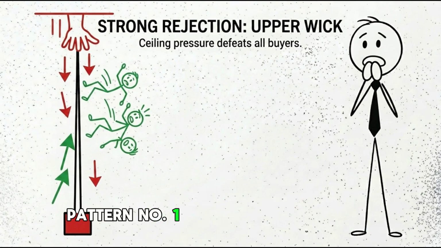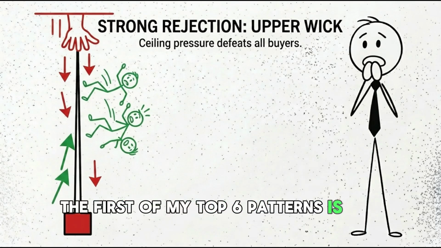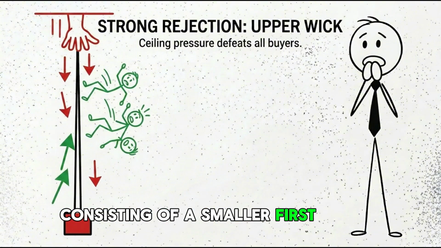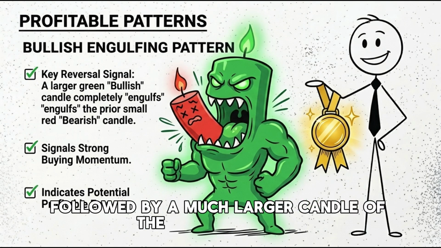Pattern number 1, the engulfing pattern. The first of my top 6 patterns is the engulfing pattern. This is a 2-candle setup consisting of a smaller first candle followed by a much larger candle of the opposite color.